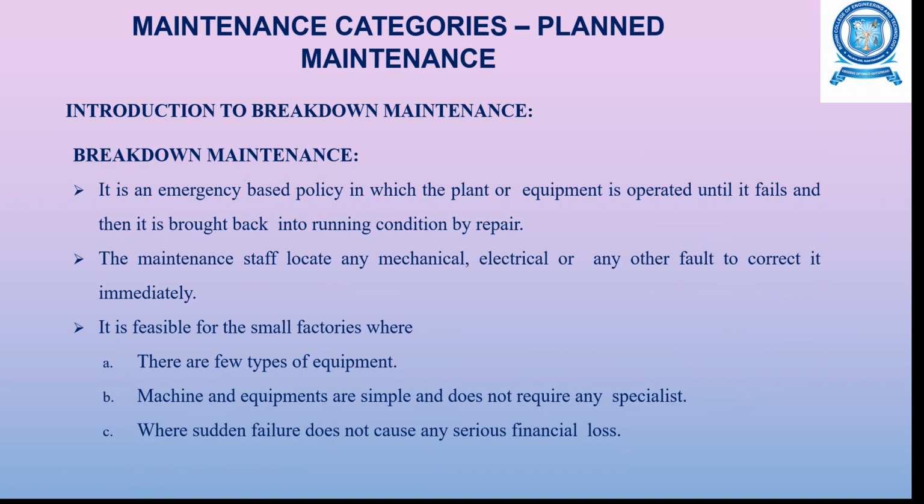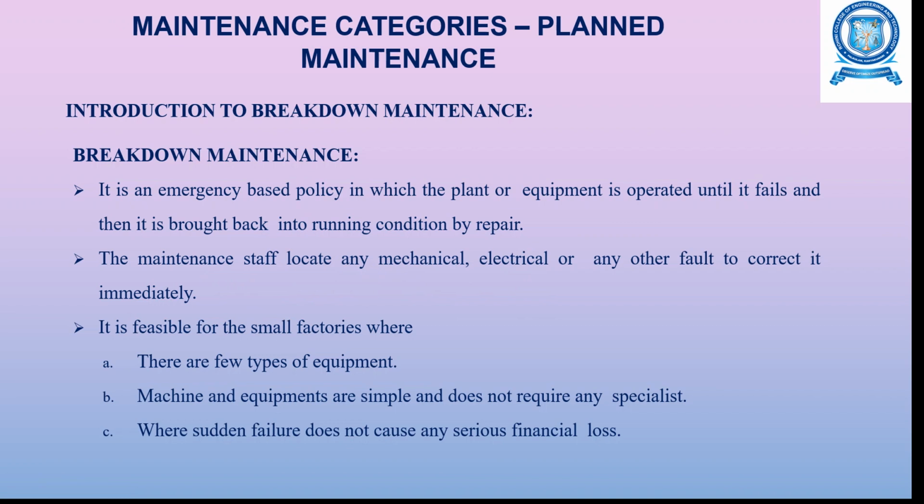So breakdown maintenance is an emergency-based policy in which the plant or equipment is operated until it fails, and then it is brought back into a running condition by repair. So that is breakdown maintenance. During breakdown maintenance, the machines and production will be in an idle condition. Here the maintenance staff locate any mechanical, electrical, or other fault, which will be rectified by the service persons immediately.